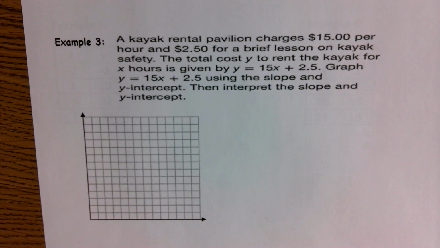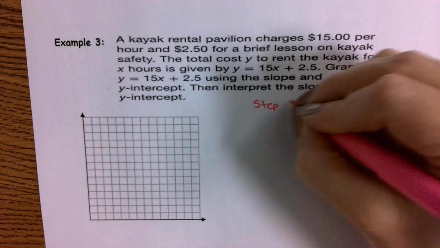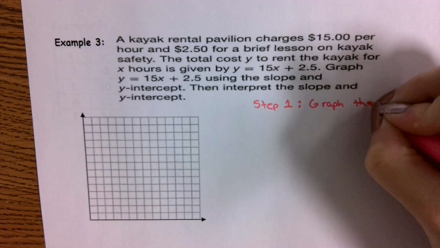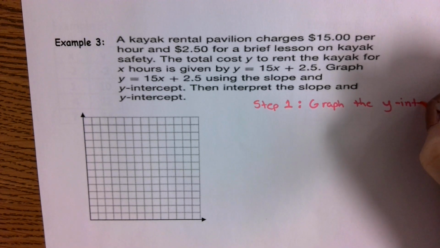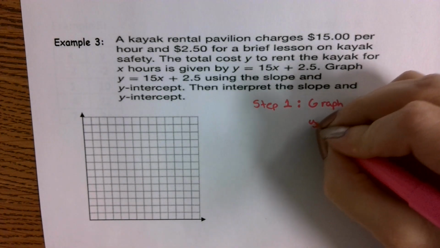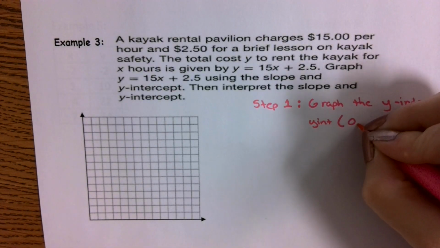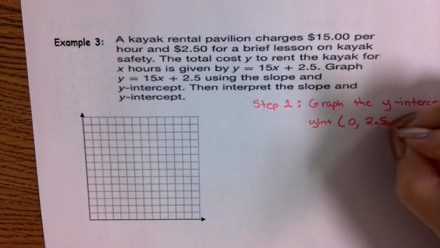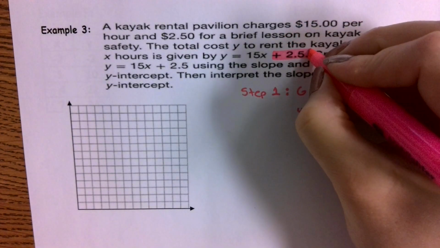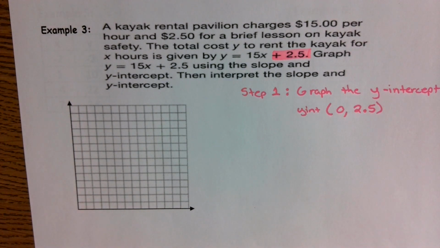So the first thing I'm going to do is graph them. First thing that you should always do to graph is you want to graph your y-intercept. So write that down. Step 1, you're going to graph the y-intercept first. So in this case, my y-intercept is at 0 and then 2.5. My y-intercept in this situation is at 0 and then 2.5. Positive 2.5. That represents my y-intercept.